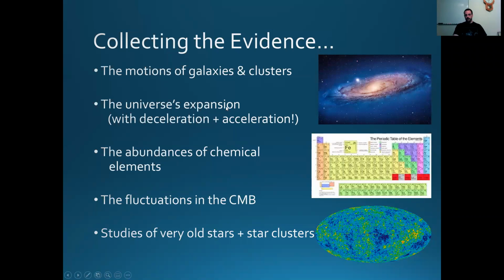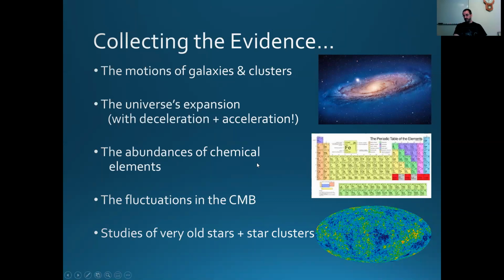So now we take the universe's expansion, which has deceleration due to the universe's mass. This independently tells us that there must be a lot of dark matter because the amount of deceleration is too great to be explained by just what we see. But then there's also the acceleration, which tells us that we have this dark energy thing going on.